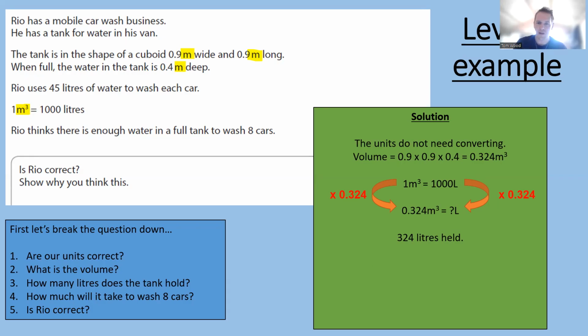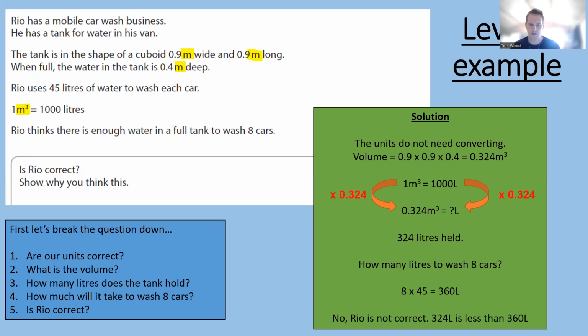So we know that we've got 324 liters. It's 45 liters per car. So what we're going to do here is say, well, 8 times 45 is going to be 360. So we need 360 liters. We only have 324. So no, Rio is not correct. And you can be really clear with this as well and just say 324 is less than 360.